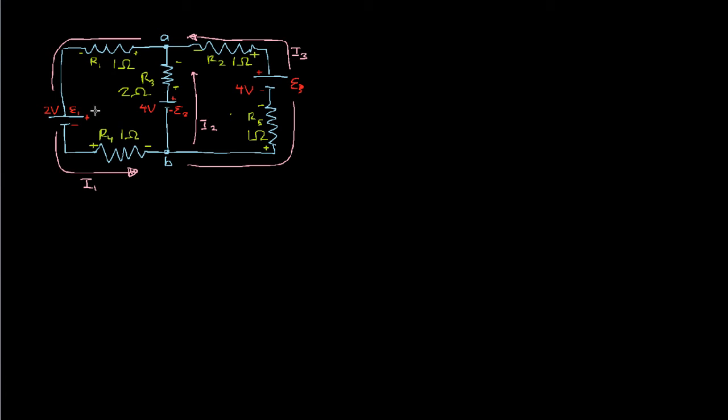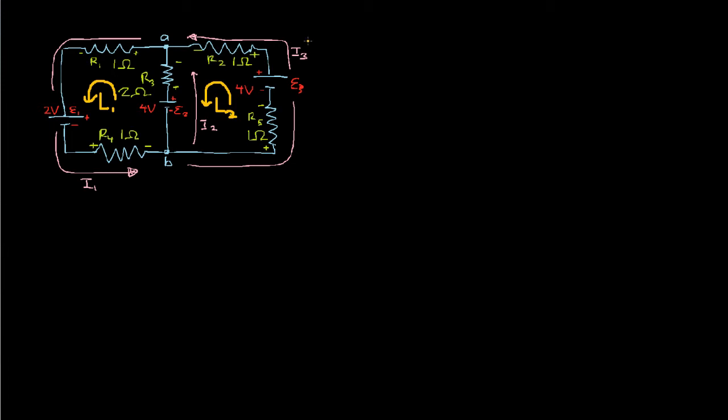Actually, no, first let's define our loops. We will probably want to follow which way the current is going, right? In general, we can sense that it's going counterclockwise. So let's do that. Loop 1 is going counterclockwise, and we'll say the same with loop 2.